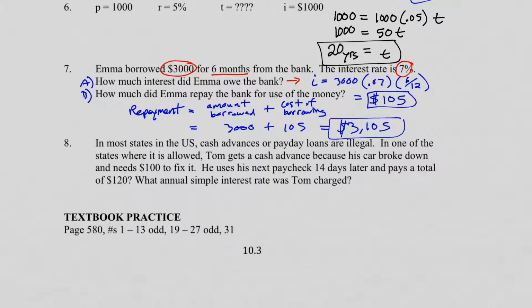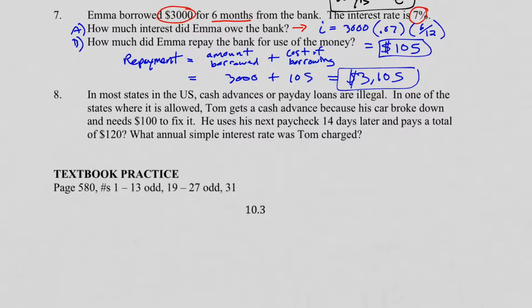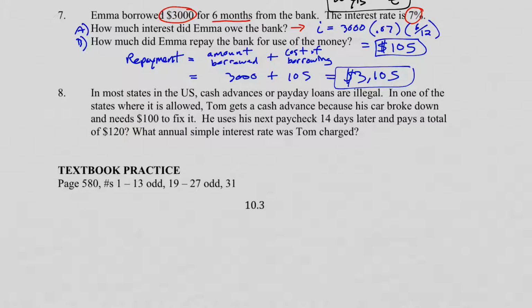Now number 8 has to do with cash advance places or payday loans. In many states, a lot of these places are illegal because of the high interest rate, and you're going to see why in a minute. Notice that all the interest rates we've been doing are pretty reasonable, less than 30%. So let's see someone going to take a cash advance.